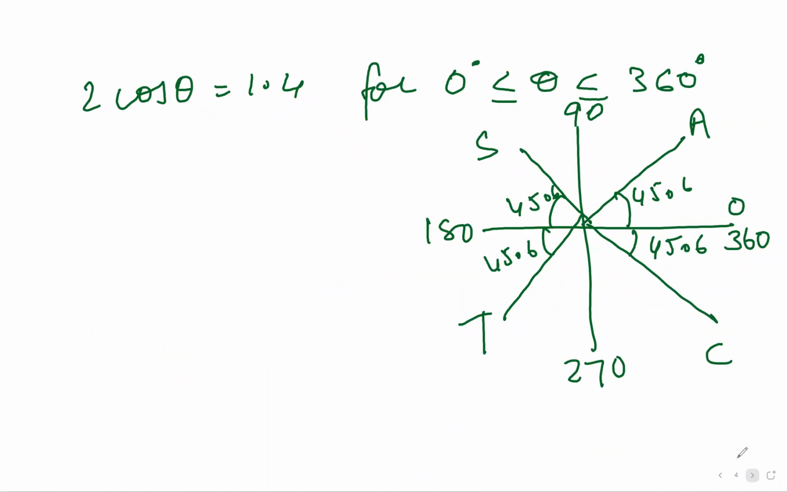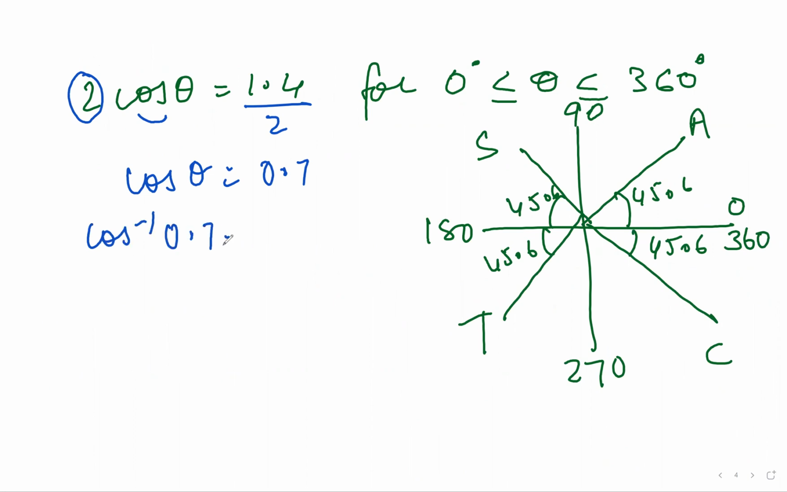Another example, 2 cos theta is equal to 1.4. I want only cos theta. I'll take this on another side. So this will be like this. Same thing. Cos inverse 0.7 is what? It will be 45.6. You will make a quadrant like this. You will place your values like this. I want positive cos. So where will I get positive cos? Here and here.